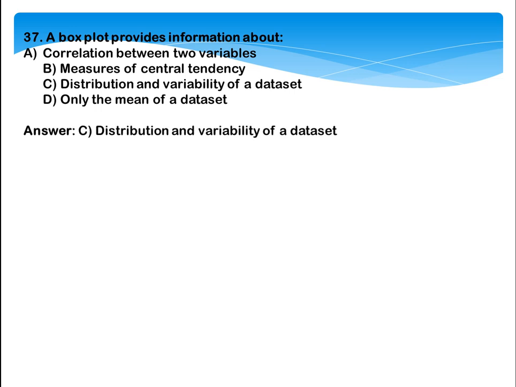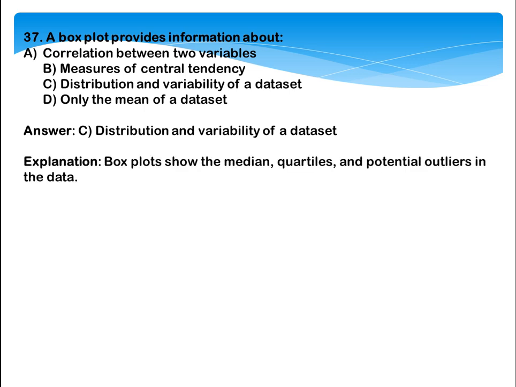Answer is C. Distribution and variability of a dataset. Explanation. Box plots show the median, quartiles, and potential outliers in the data.